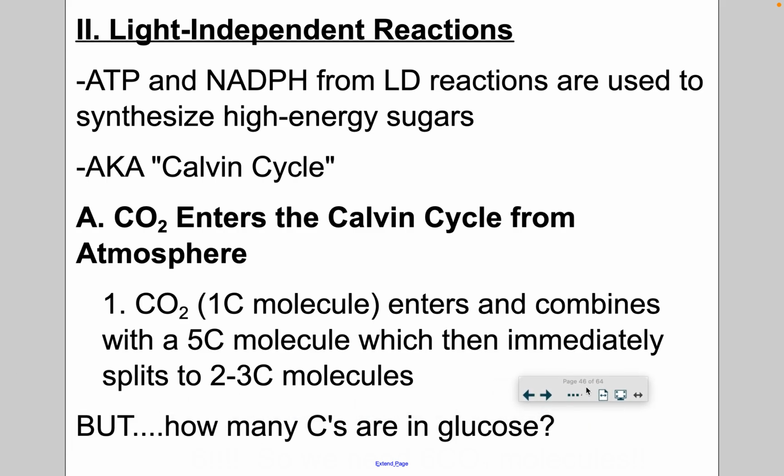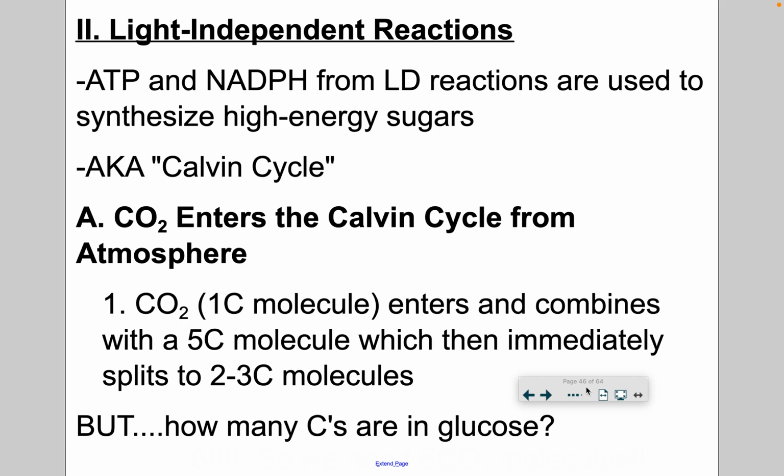Okay, so ATP and NADPH that were created in the light-dependent reactions are going to be used to make sugars. Light-independent reactions are also known as the Kelvin cycle, and the Kelvin cycle was discovered by a man named Melvin Kelvin. So they named it the Kelvin cycle. So it starts off with CO2. So remember the reactants of photosynthesis. What goes into a plant? Water, CO2, and a little bit of sunlight. And we make sugars and oxygen.